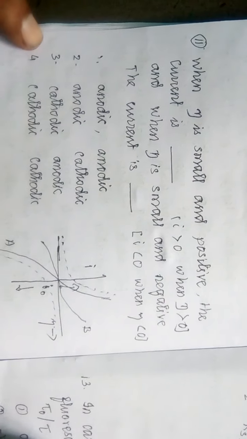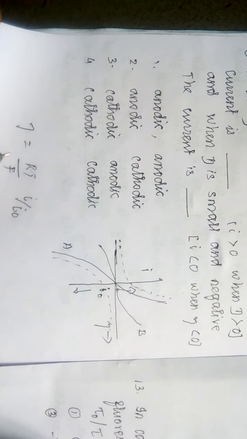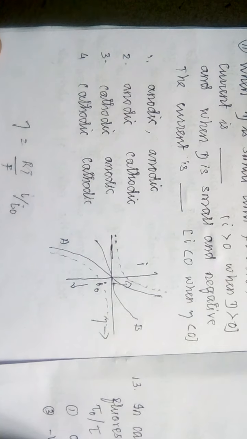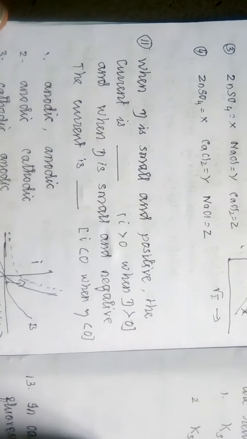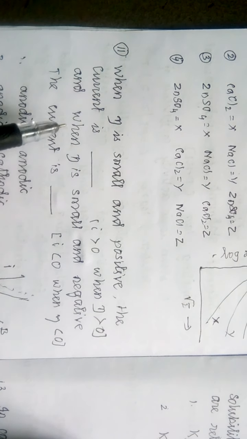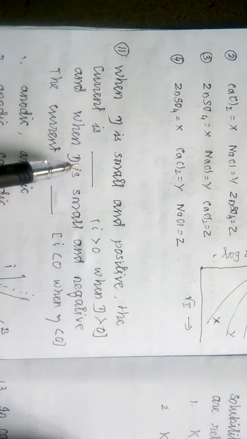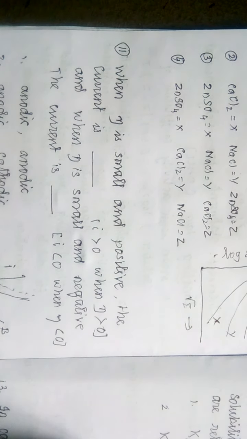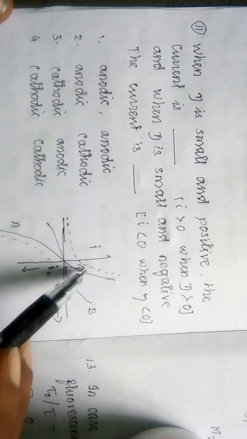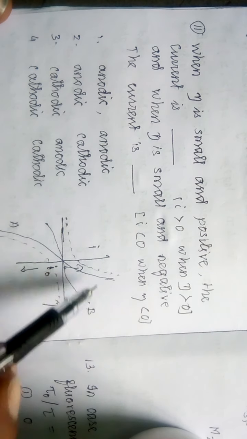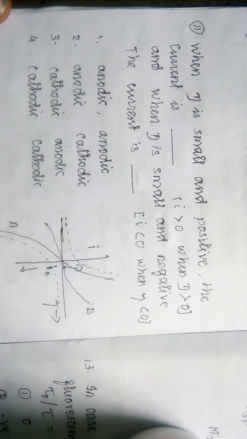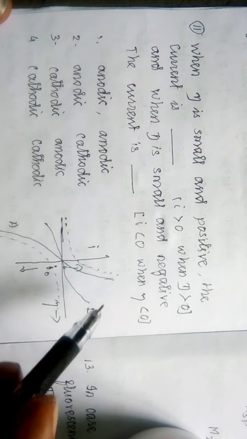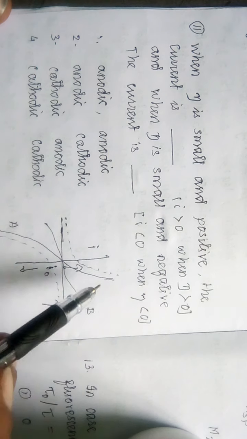These are our potential equations. Eta is equal to RT by F times I by I naught. This is a graph. When eta is small and positive, it will be anodic, because anodic reactions will come in this quadrant of the graph. If both I and eta are positive, it will come here. If I and eta are negative, it will come in this quadrant. If both are positive, that means anodic reactions.